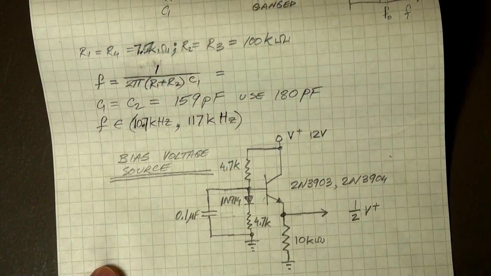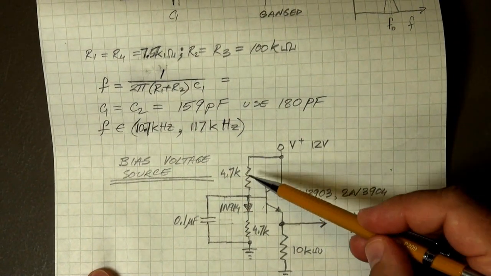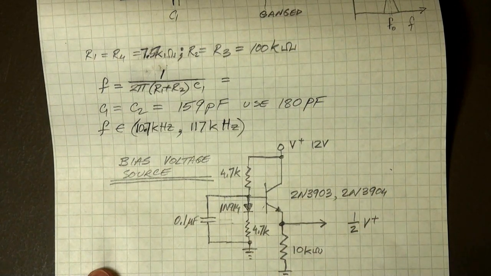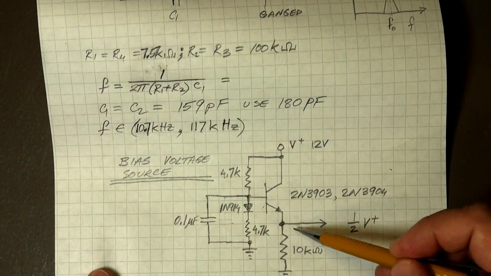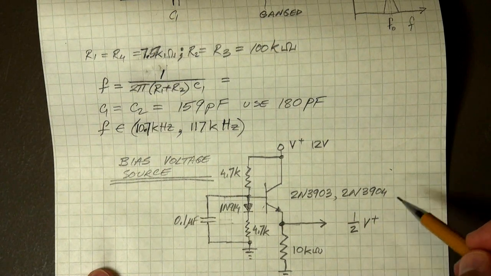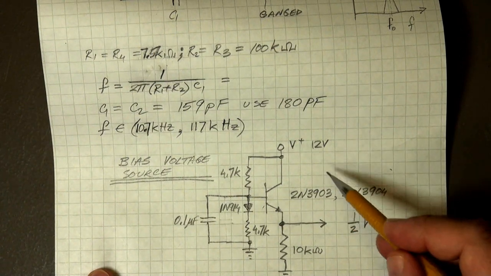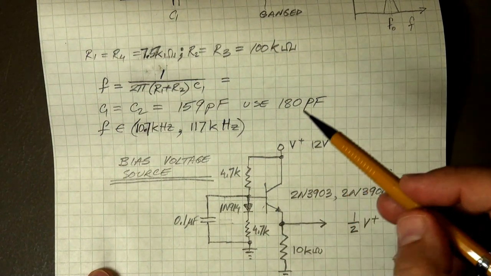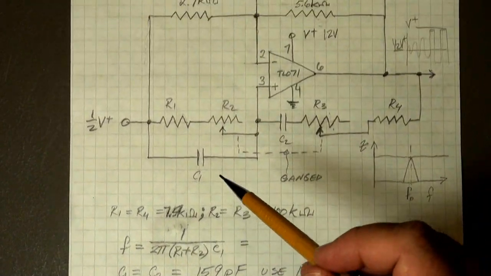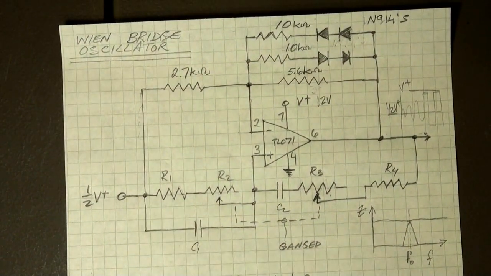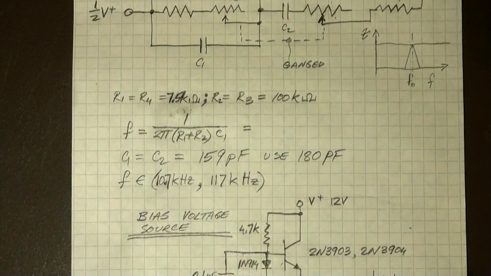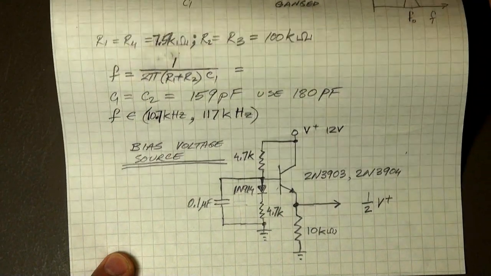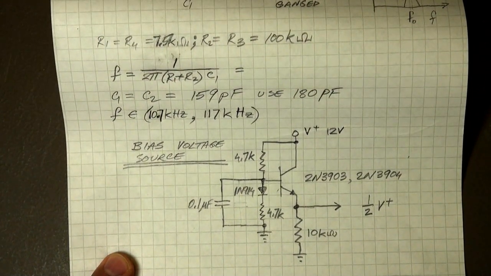So it's basically a transistor with a voltage divider connected to its base. And this will provide a stable, almost 50% V plus output across here that is fed back into this point. So the operation of this circuit is essentially like a voltage regulator.